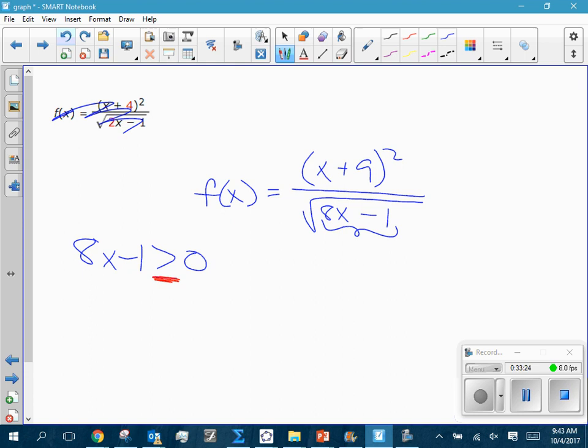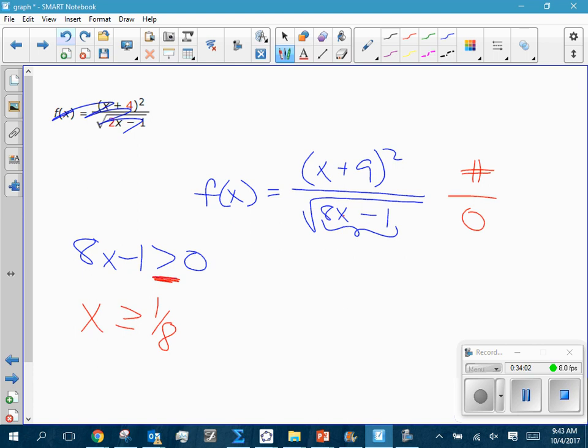Because if I allow this and solve it, you get x greater than or equal to 1/8, right? As long as it's greater than 1/8, this is going to be okay. I'll get a real number up here, and I'll get a real number down here. But if I let x be 1/8, I would get the square root of 0, and the square root of 0 is 0. So the numerator would be some number, I don't know what it is, but the denominator would be 0, and can I take a number and divide it by 0?